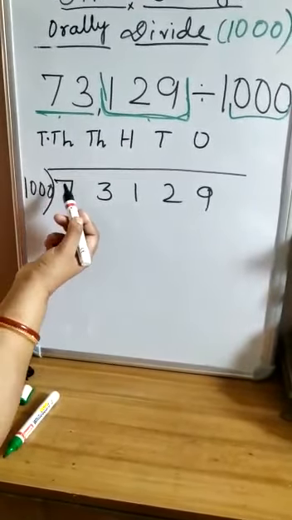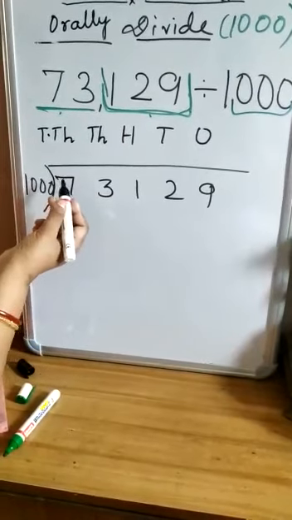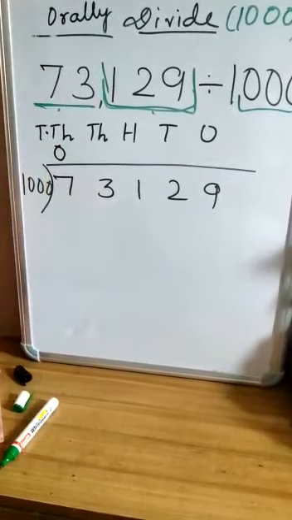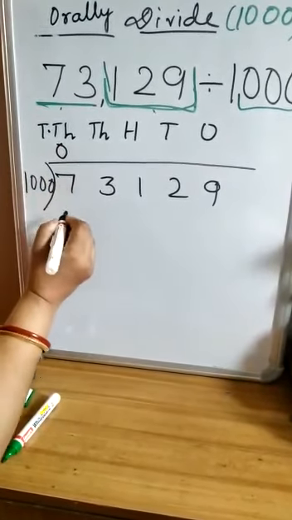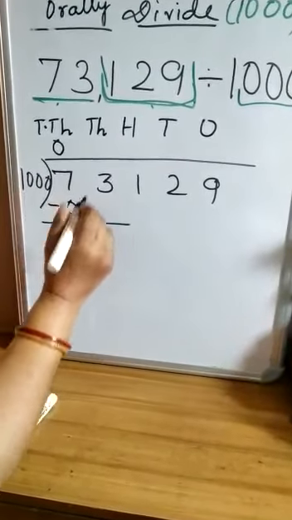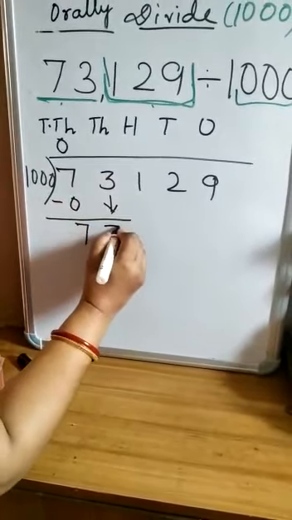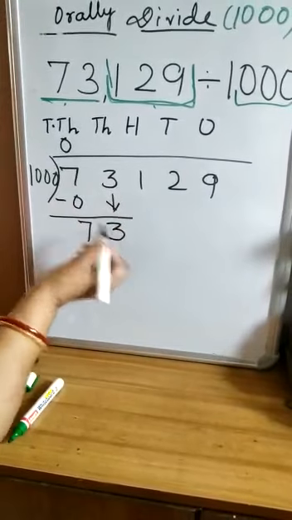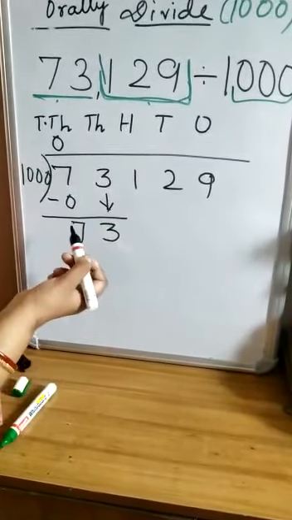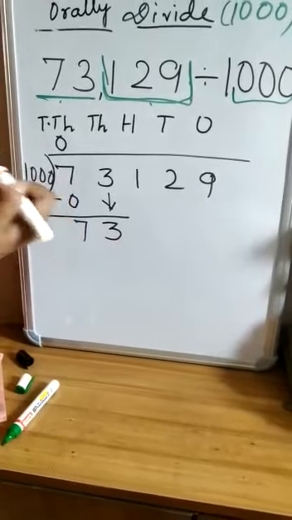Here 70,000 will be divided by 1000. But 7 is less than 1000, so I will multiply by 0 at that ten thousands place. 0 times 1000 is 0, so 7 minus 0 is 7. Now I will put down this 3 along with 7. Now it becomes 73. What is the value? 73,000. Now here we have to divide 73,000 by 1000.